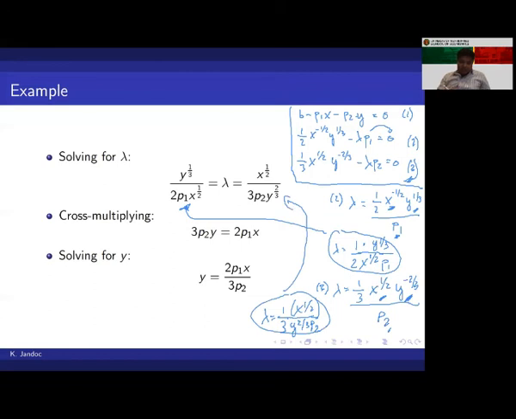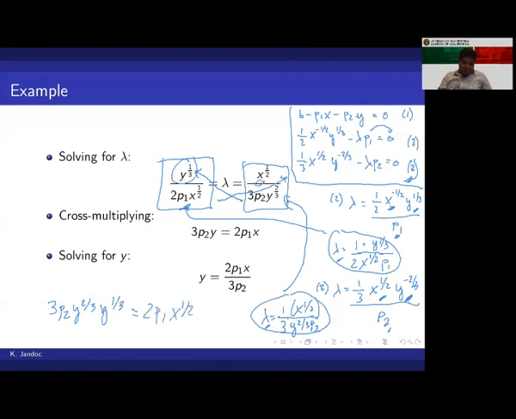Now notice that both these expressions are equal to the same number, the same value lambda. So in essence, these two expressions are equal. Great. Next, we cross multiply. Cross multiplying this denominator and this denominator, we have that 3p2 y^(2/3) times this y^(1/3) is equal to 2p1 x^(1/2) times this x^(1/2).